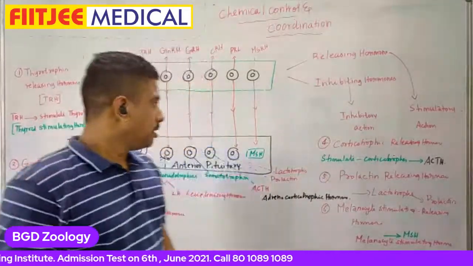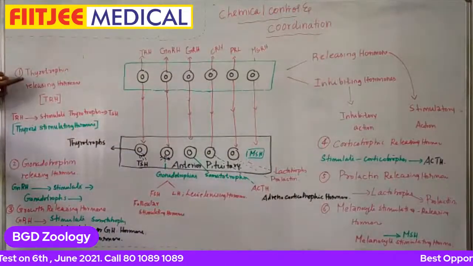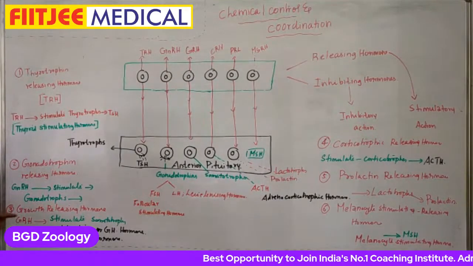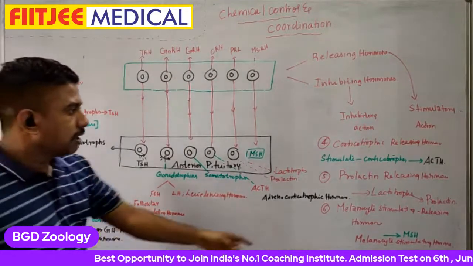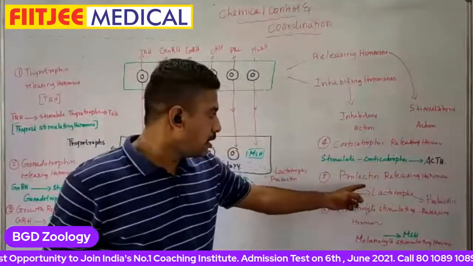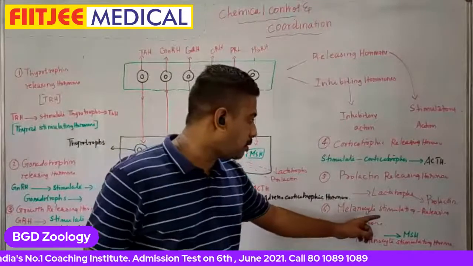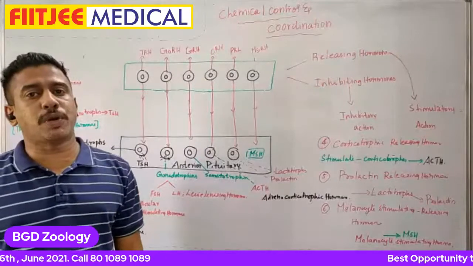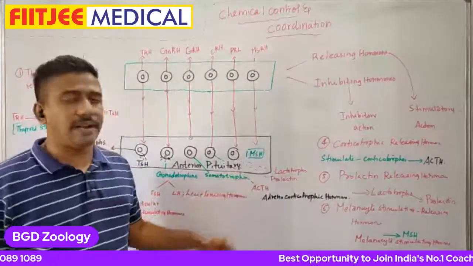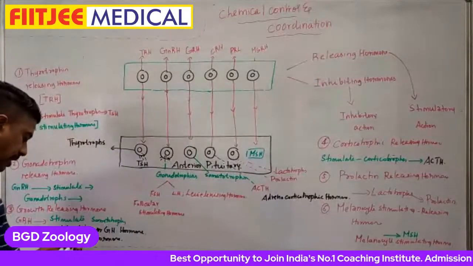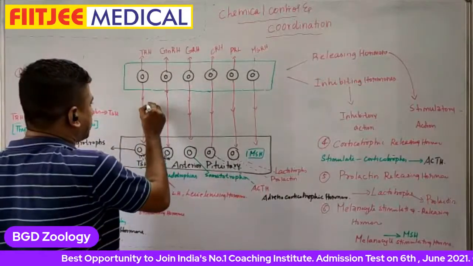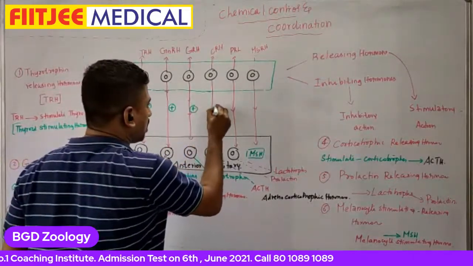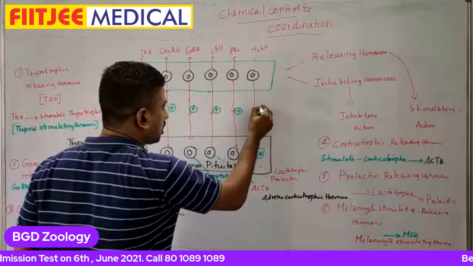Sure. So let me tell you all of them. We started from the thyrotropic releasing hormone, then gonadotropic releasing hormone, growth releasing hormone, then corticotropic releasing hormone, prolactin releasing hormone, and the melanocyte stimulating releasing hormone. These are the main releasing hormones from the hypothalamus into the anterior pituitary. As they are stimulatory in effect, you can show them with a plus mark. Right?